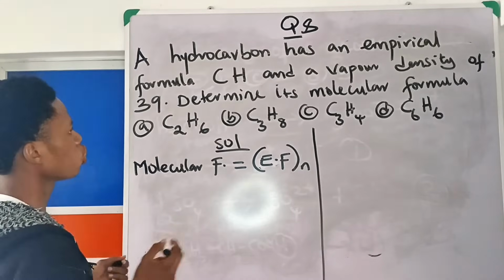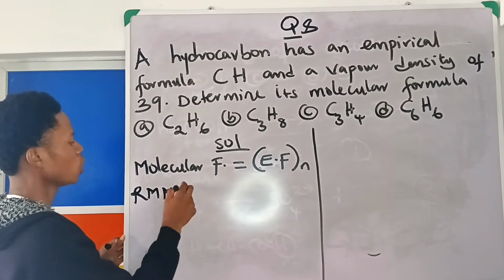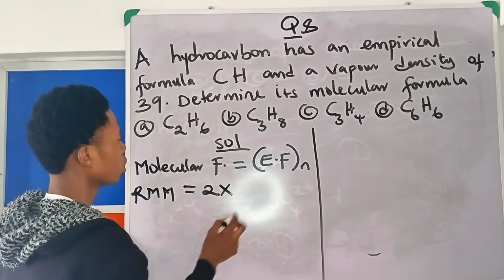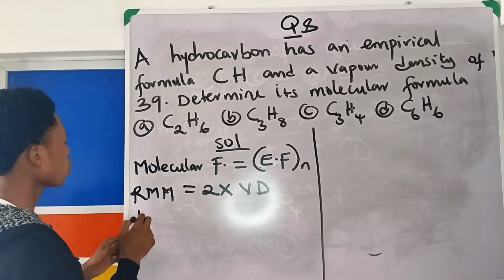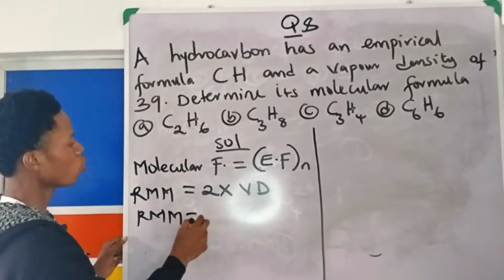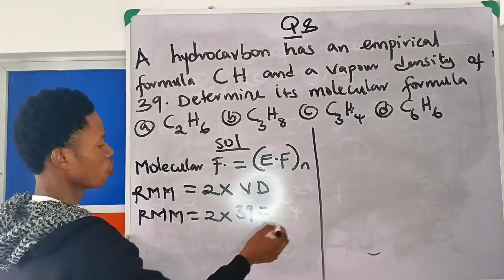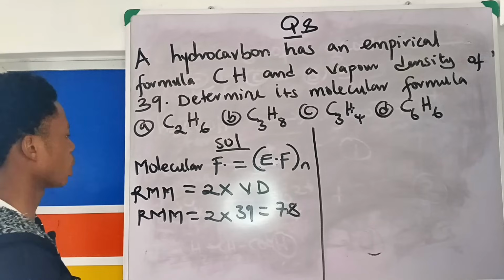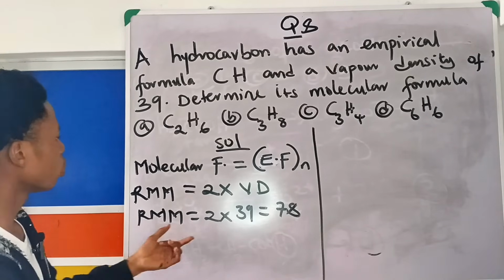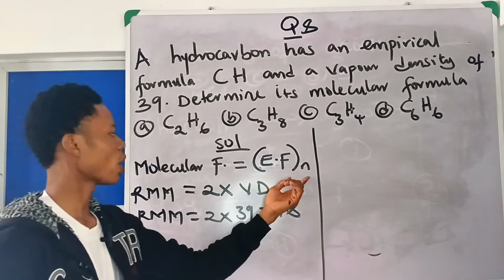Now, one thing you should note is that the relative molecular mass of a compound is equal to 2 times the vapor density. So now the relative molecular mass of this organic compound will be equal to 2 times the vapor density, which was given as 39. So this will be 2 times 39, which gives us 78, right? So that's the relative molecular mass of this compound. Now, we've gotten 78 as our relative molecular mass. Now, we want to find our N.